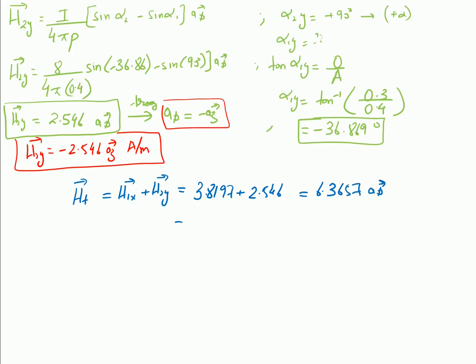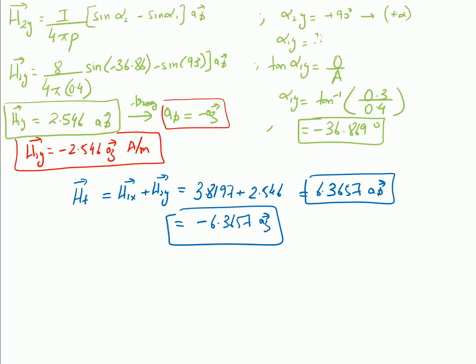If you want the answer in A of Z, then in A of Z it is going to be minus 6.3657 along A of Z. So this is the answer that we are getting in the phi coordinate system and in A of Z if you are asked to find this. That concludes the solution. Hope you got the understanding of the angles and how the values of the sine angles are figured out.